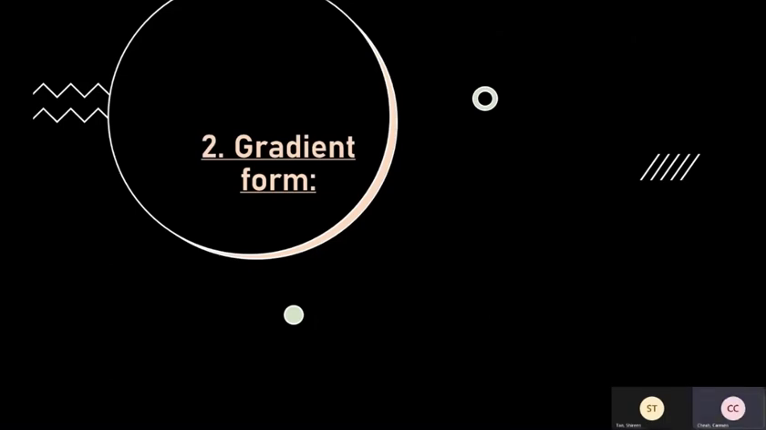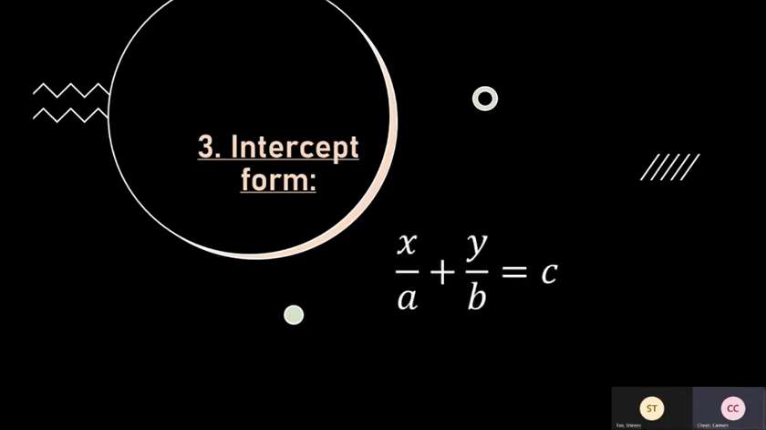The second way to express an equation of a straight line is by its gradient form. The equation is y equals mx plus c, where m is the gradient and c is the y-intercept. The third way to express an equation of a straight line is by its intercept form. The equation is x over a plus y over b equals 1, where a is the x-intercept and b is the y-intercept.